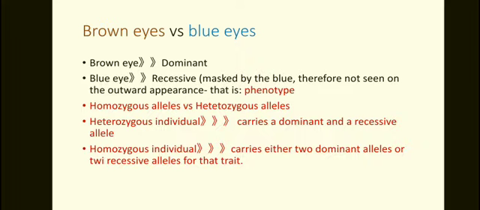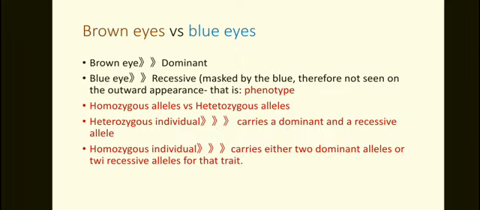The dominant allele masks the presence of the recessive allele. Therefore, the recessive allele is not part of the outward appearance. The outward appearance is what we see when we look at you: are your eyes blue or brown? The name we give to the outward appearance is phenotype. Don't forget that.